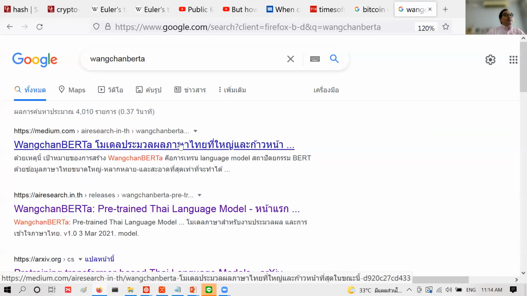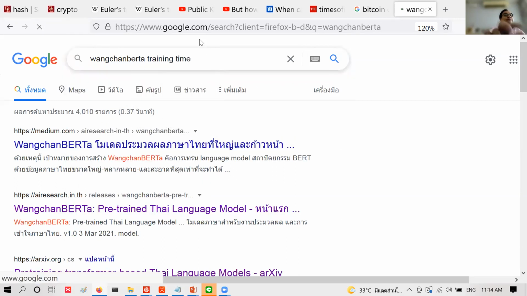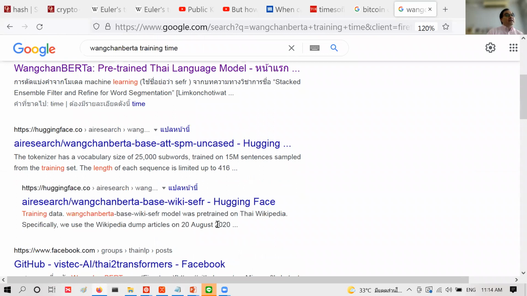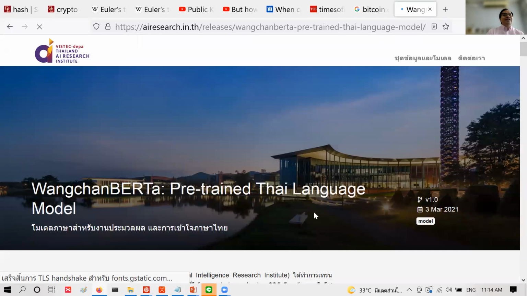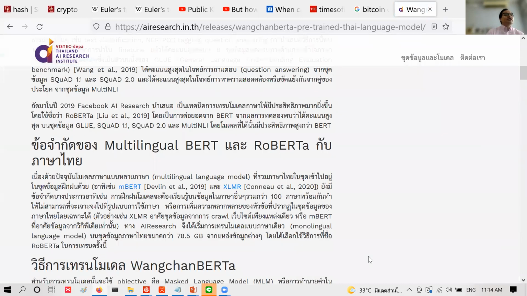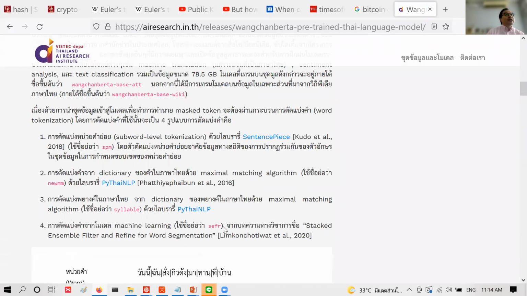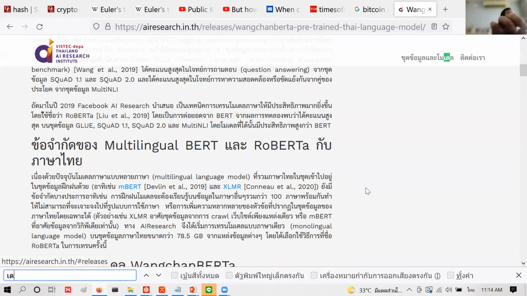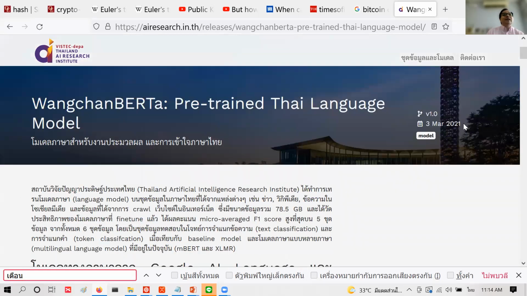Okay, Wangchanberta. Let's say how long the training time was. We'll find it somewhere. But anyway, the point is they used computers with GPUs worth 200,000 baht each, five of them, and they ran for God knows how long, five months, I think. They ran this thing for five months, so it's very computationally intensive.